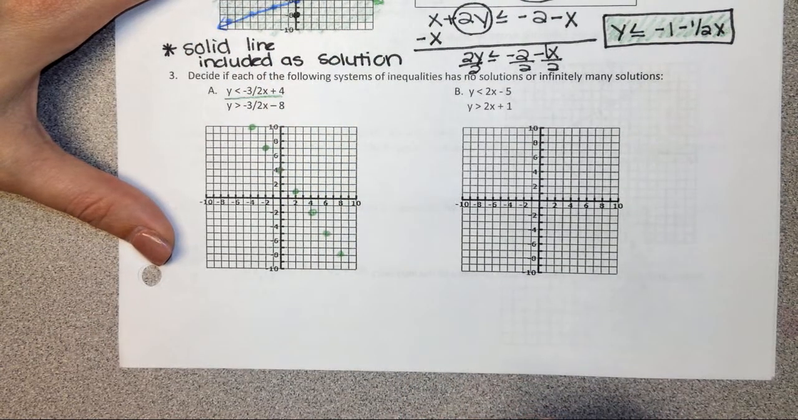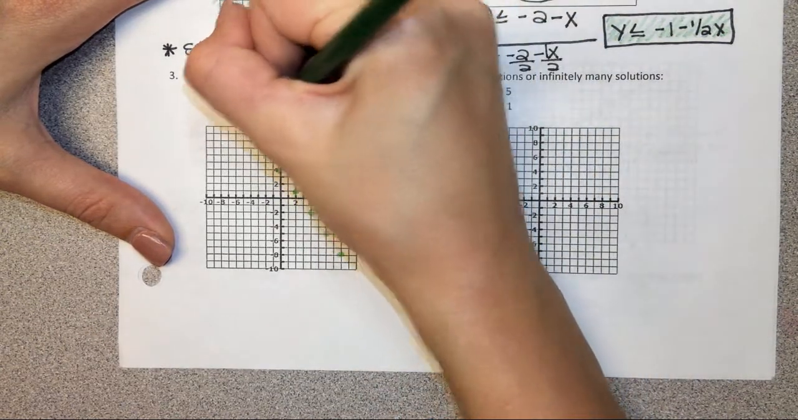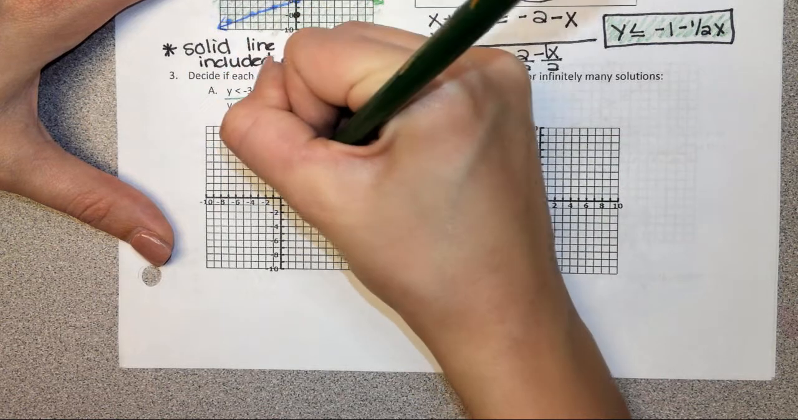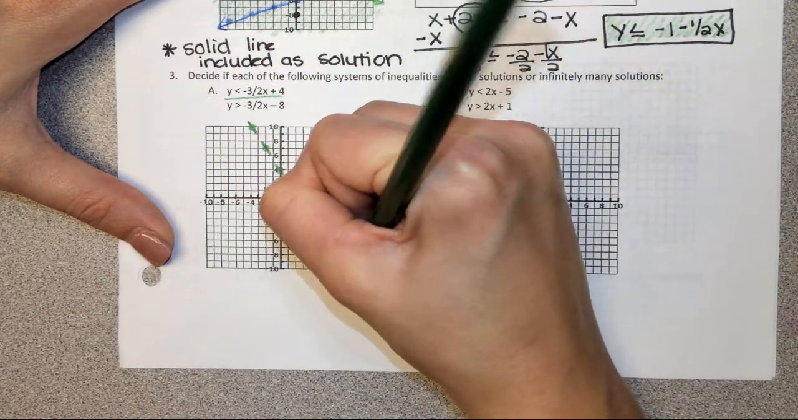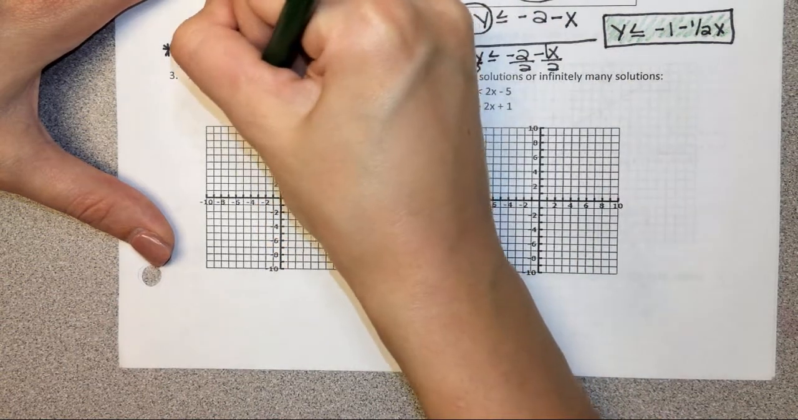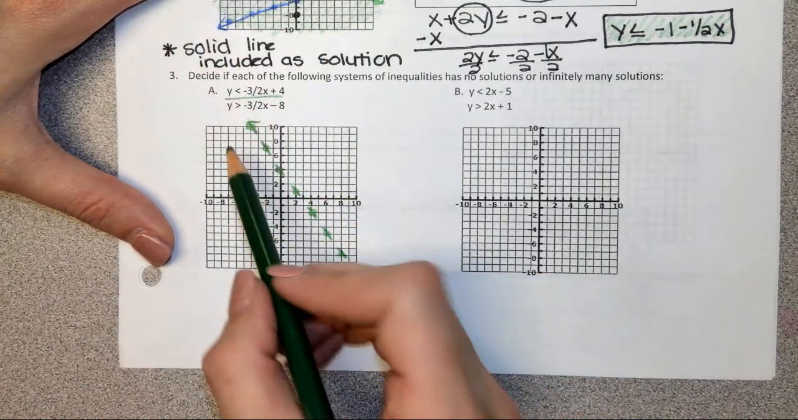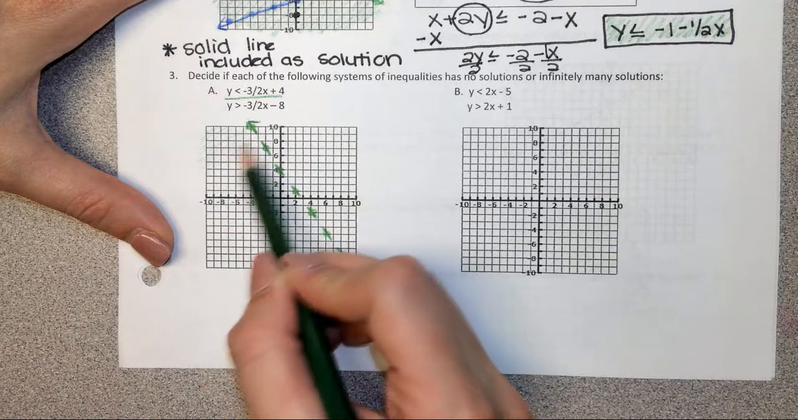Okay, this is a dotted line, so I'm not going to connect it. I like to see it just a little bit clearer, so I am going to do like little dashes through it. Do you have to do that? No, but I'm a perfectionist. So there's my line, and it's less than, so I'm going to shade below it.